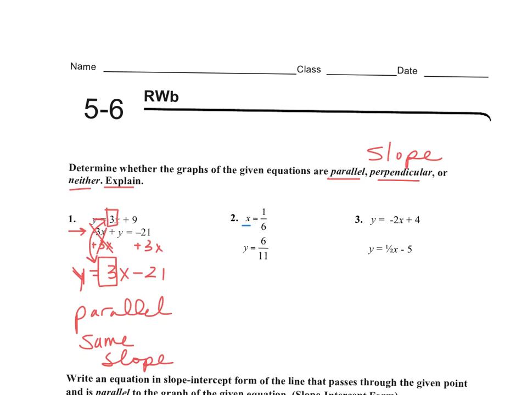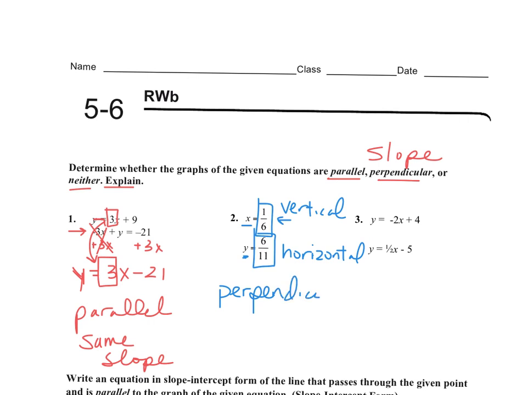Looking at the second one, notice this is x equals some number and this is y equals some number. This, if you recall, is a vertical line, and this is a horizontal line. So those are actually perpendicular, and the reason being, one is horizontal and one is vertical, right? So those are perpendicular.